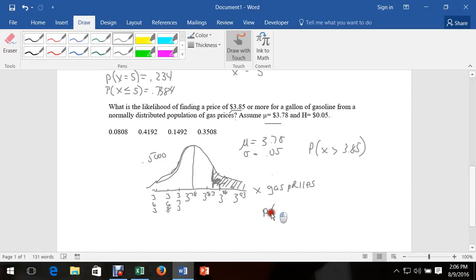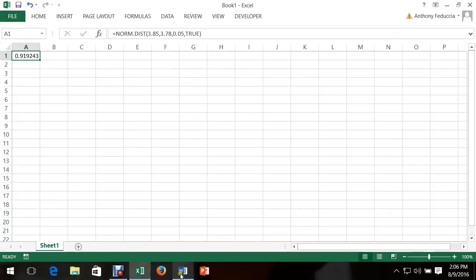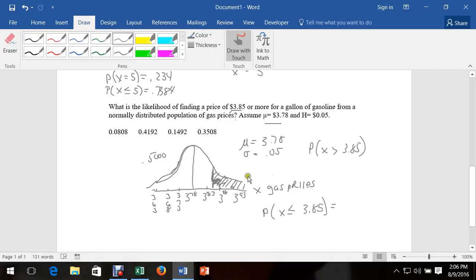What that does, remember, we put in true, it tells you the probability that x is less than or equal to 3.85 is equal to 0.9192. Let me write it down. 0.9192. Less than or equal. That's this right here. We don't want that. We want this crosshatch version right here.